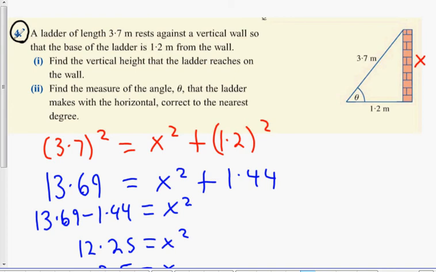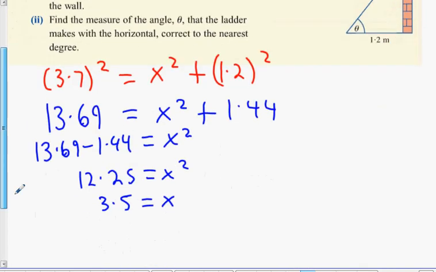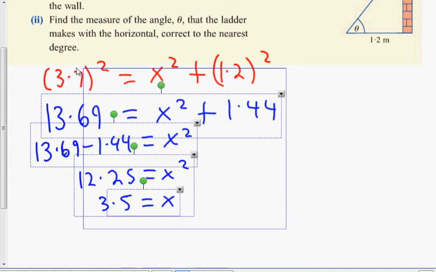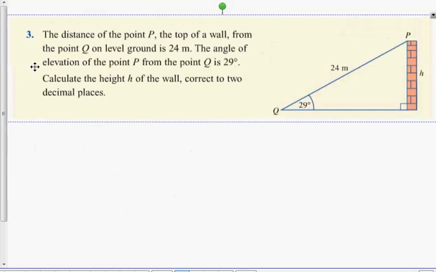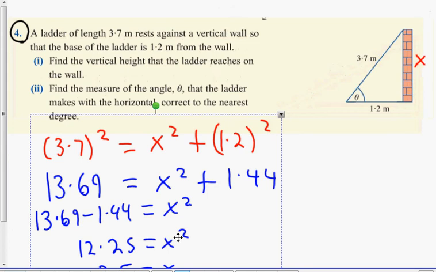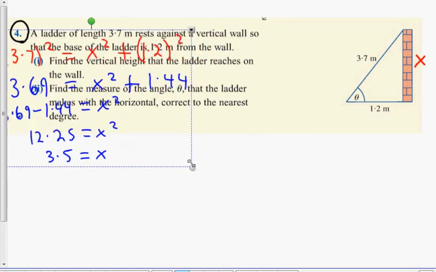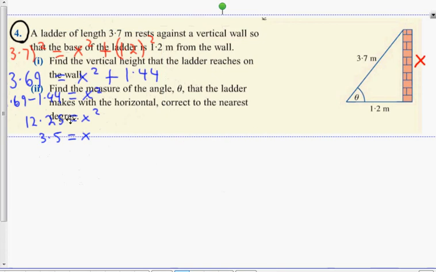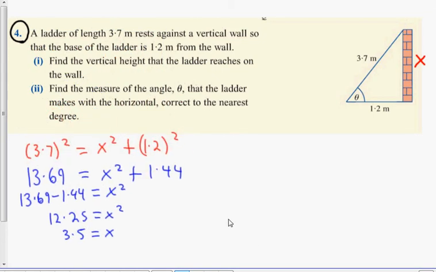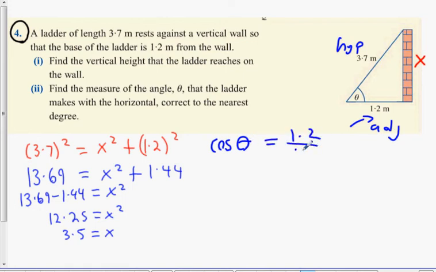Find the measurement of the angle. Lads, when you're doing angles, what way does the question have to end for it to be an angle question? So it has to end in cos inverse, sine inverse, or tan inverse. You can choose any of the ones you want, but even without doing part 1, you still have to do part 2. If I was to choose, this is the hypotenuse, and that there is the adjacent, which one should I choose? Cos. Cos theta, cos of the angle, is 1.2 divided by 3.7.